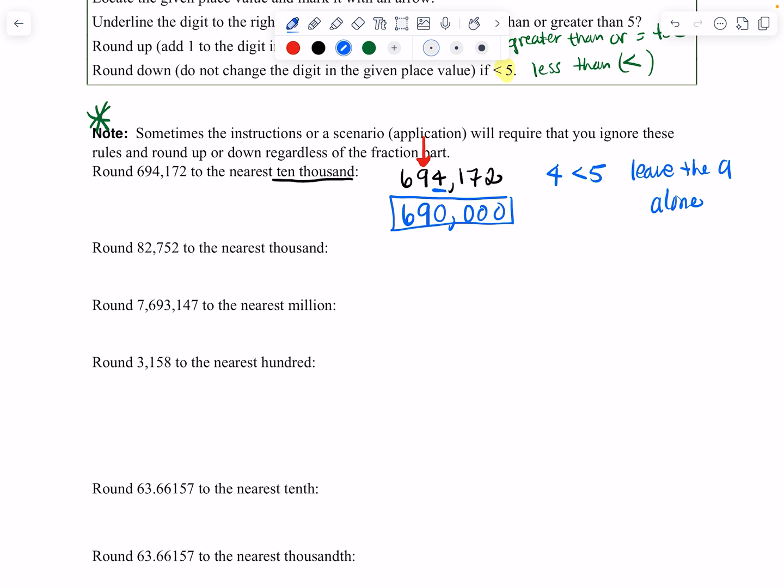So again, look to the right. If that number is less than 5, you're going to leave the number in question alone, and you're going to just put the zeros in the following place values. So let's look at the next one.